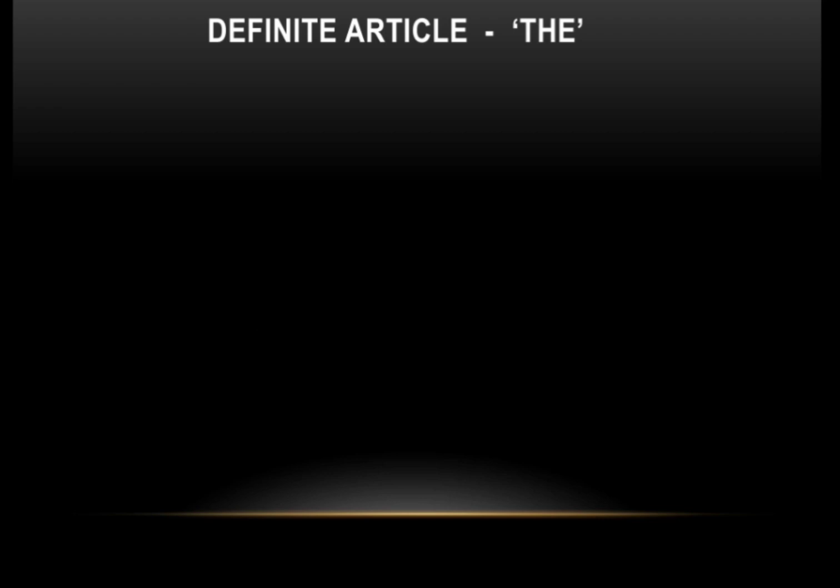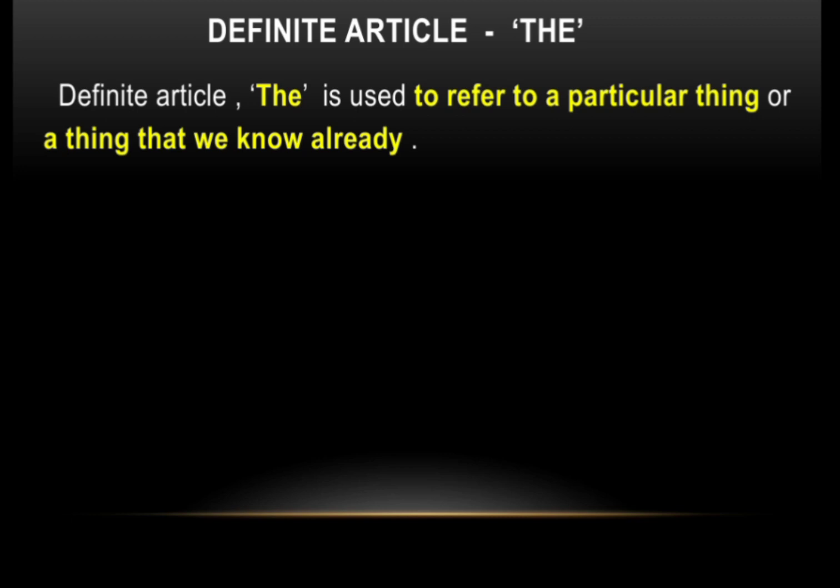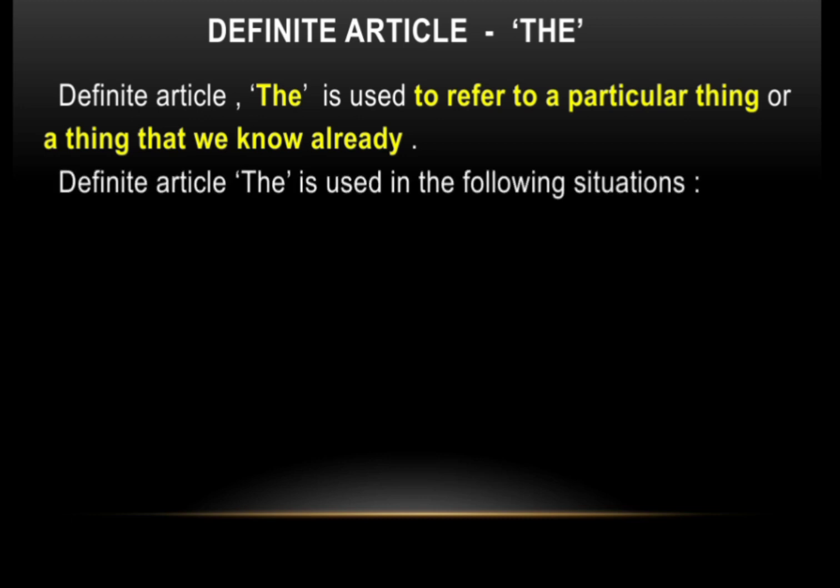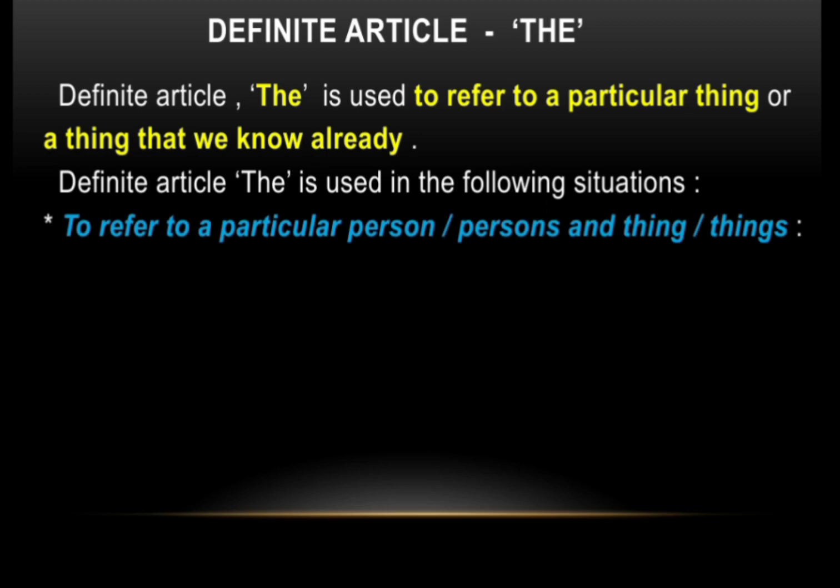Next, let us go to the definite article the. Definite article the is used to refer to a particular thing or a thing that we know already. Definite article the is used in the following situations: to refer to a particular person or persons and thing or things.